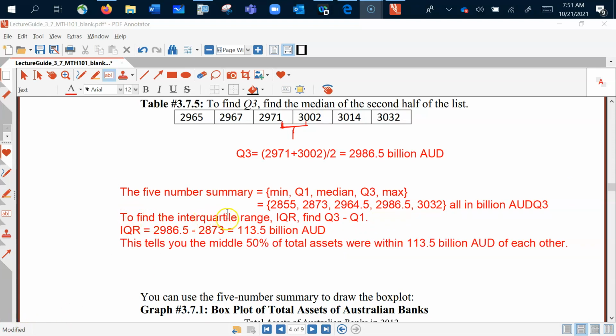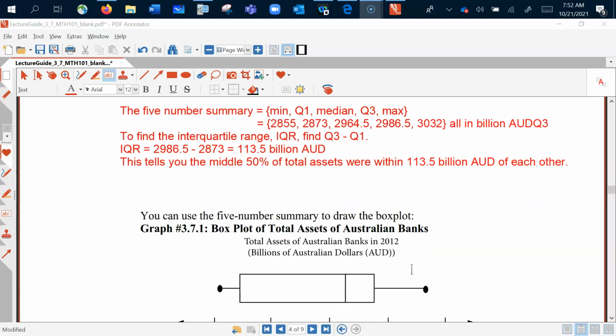So next, when we find the interquartile range, Q3 minus Q1, here's the interquartile range, 2,986.5 billion AUD minus 2,873 billion AUD comes up to 113.5 billion AUD. That means the middle 50% of the total assets in this sampling of 12 banks were within 115.5 billion AUD of each other. All right, so now let's look at what this would look like as a graphical interpretation.